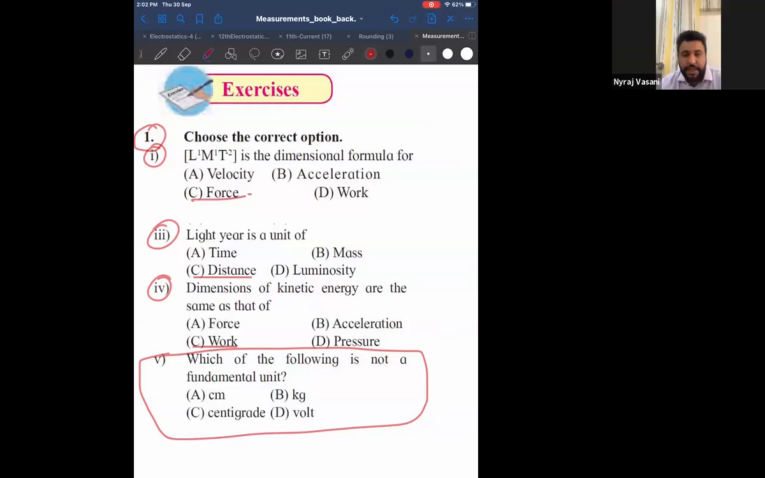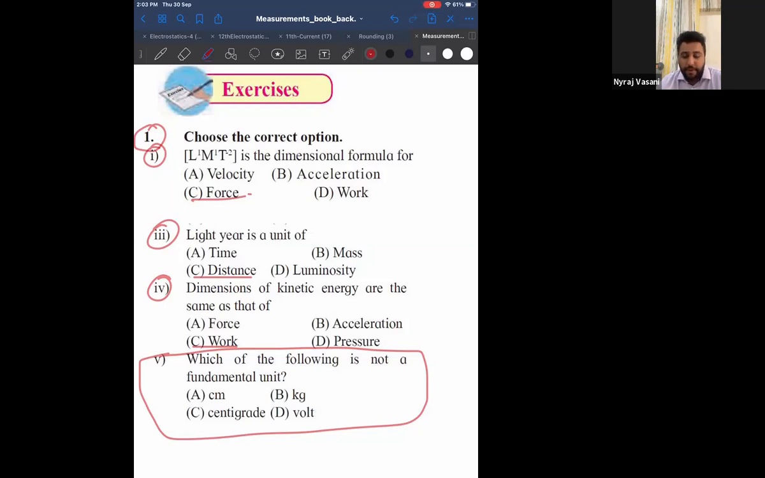Now look at the second option, kg. Kg is used to measure mass. Is mass a fundamental quantity? Yes. Therefore, option B is also right. Option C, centigrade. Centigrade is used to measure temperature. Is temperature a fundamental quantity? Yes. Therefore, option C also is right. Option D is volt. Volt is used to measure voltage. Is voltage a fundamental quantity? No.